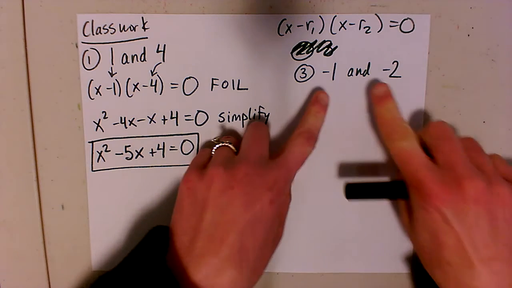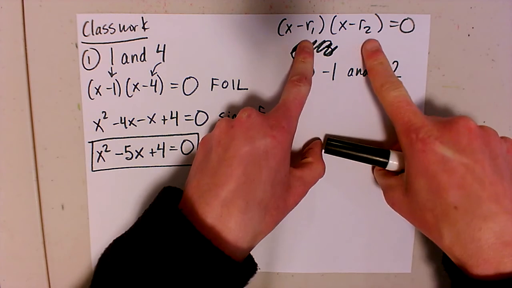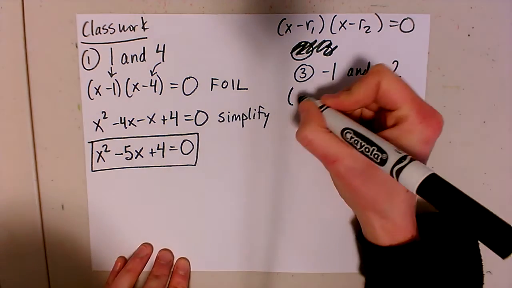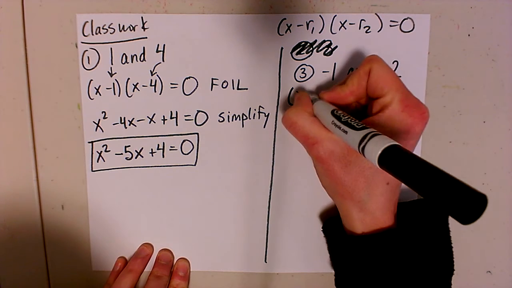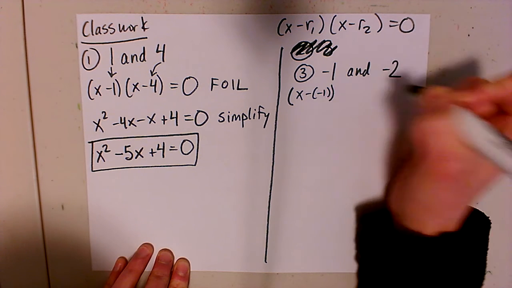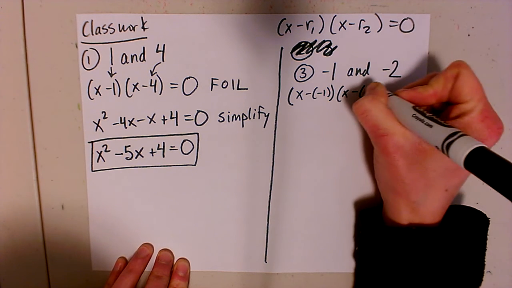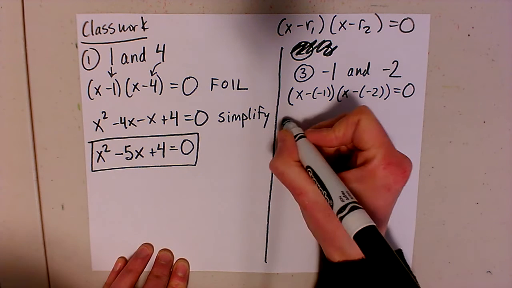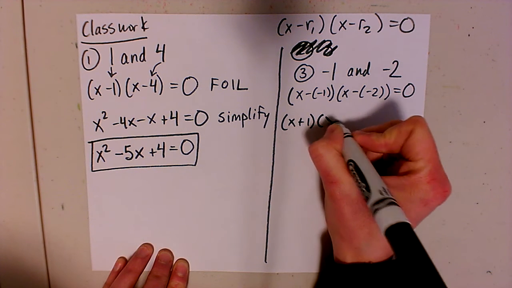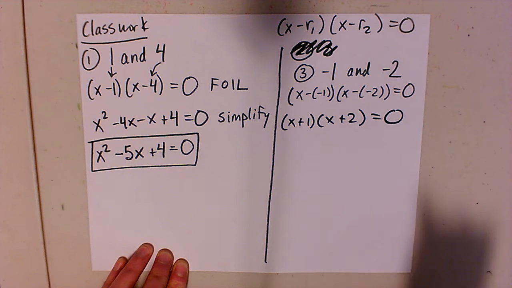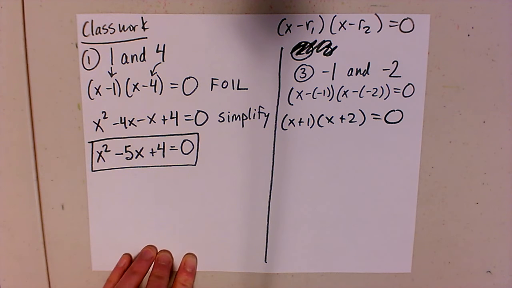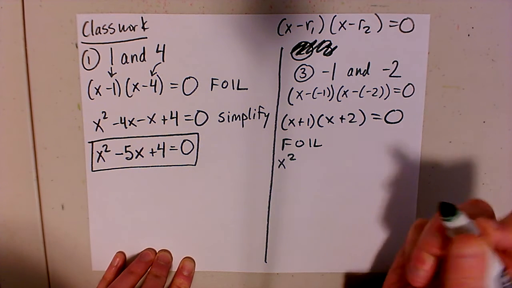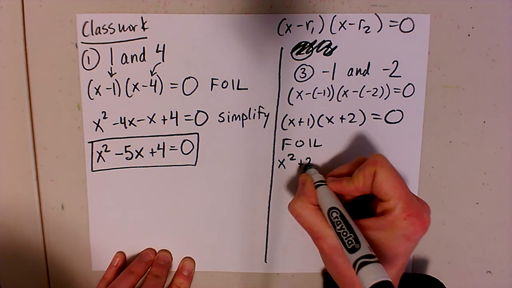So what we're doing, remember, is taking our solutions, -1 and -2, and plugging them into this. Now this already has a minus, so we're going to have two negatives. So it's going to look like x minus a -1 times x minus a -2, and the whole thing is 0. So these double negatives become positives, right? And you have x plus 1 times x plus 2 is 0. Then we would FOIL this, and we get x squared. My outers will give me plus 2x.